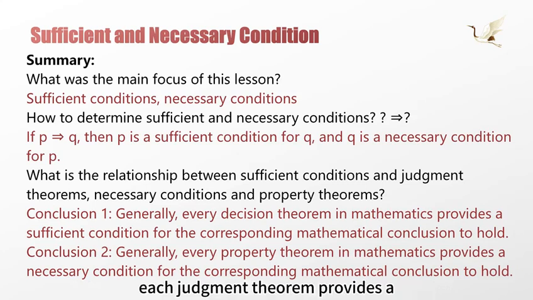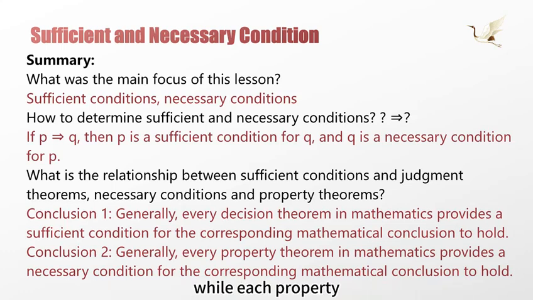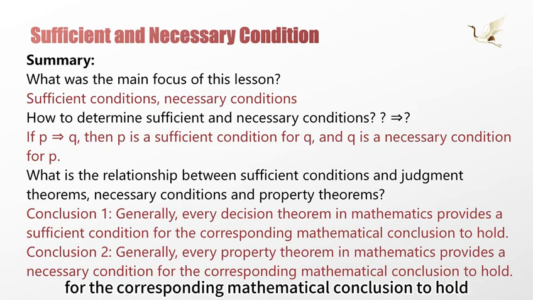Thirdly, the relationship between sufficient conditions and judgment theorems, and between necessary conditions and property theorems, has been clarified. Each judgment theorem provides a sufficient condition for the corresponding mathematical conclusion to hold, while each property theorem provides a necessary condition for the corresponding mathematical conclusion to hold.